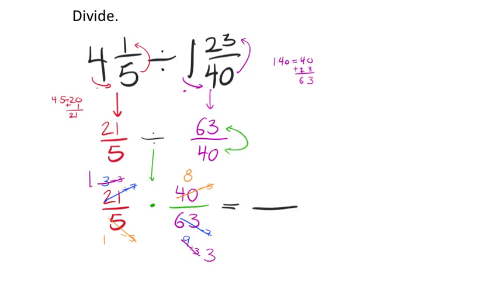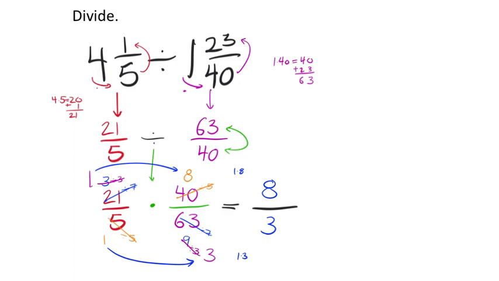So this means we're ready for the multiplication. We'll start with the numerators of 1 times 8. 1 times 8 is 8. And then in the denominator, 1 times 3 is, well, 3. So that's our improper fraction, 8/3.